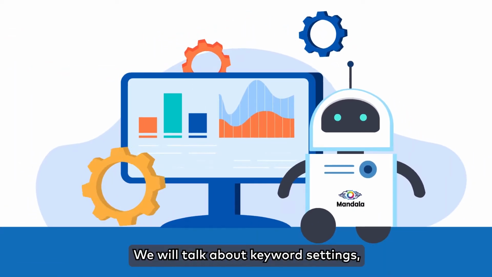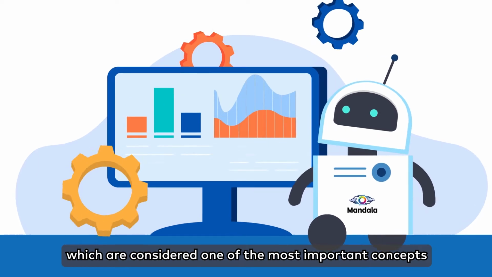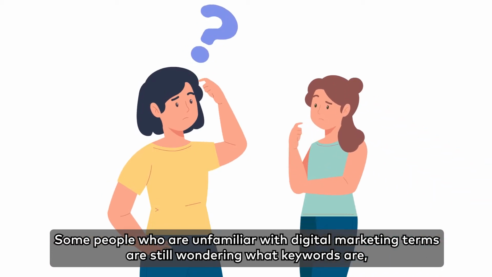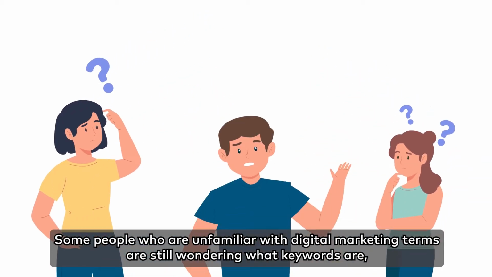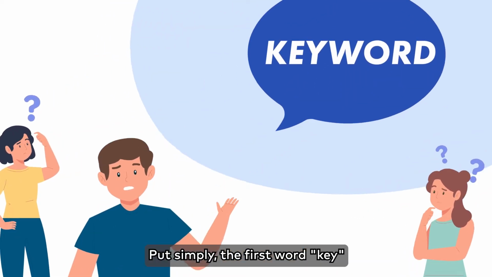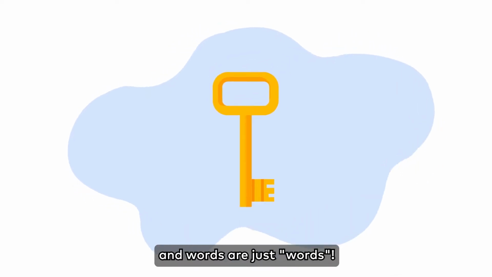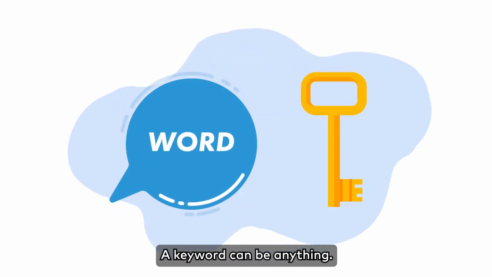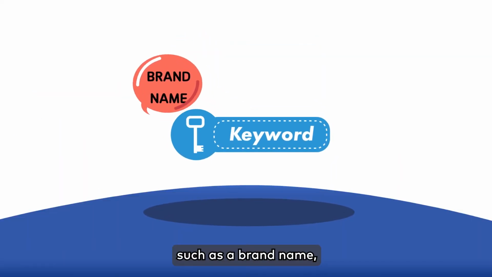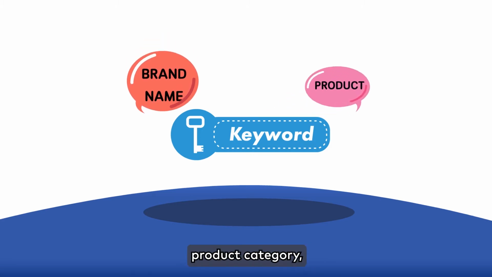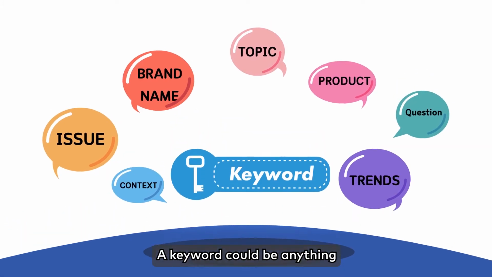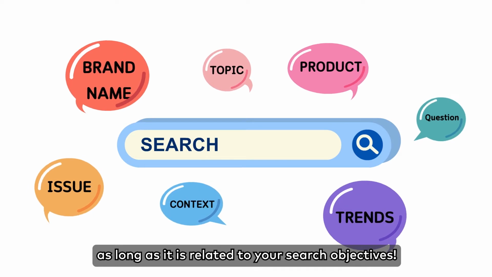We will talk about keyword settings, which are considered one of the most important concepts when working with Mandala Analytics. Some people who are unfamiliar with digital marketing terms are still wondering what keywords are, so we want to make that clear right away. Put simply, the first word, key, represents a key to unlock, and words are just words. A keyword can be anything. It could be an object, a name, or a noun, such as a brand name, product name, competitor's brand, product category, trend, issue, topic, questions, or context. A keyword could be anything as long as it is related to your search objectives.